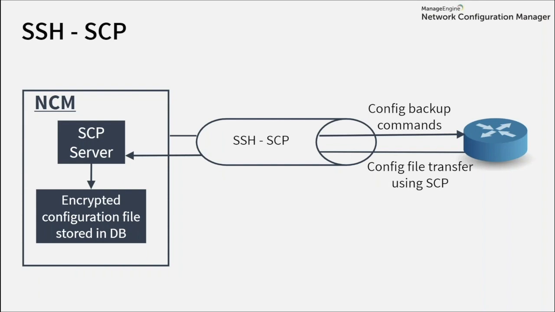Next, we have the SSH SCP based configuration backup, where a communication channel is established using SSH SCP. The configuration backup commands are sent through this particular channel to the device, and the configuration file transfer happens using SCP through the same channel. NCM's SCP server then receives this file and sends it to the database after encrypting it.